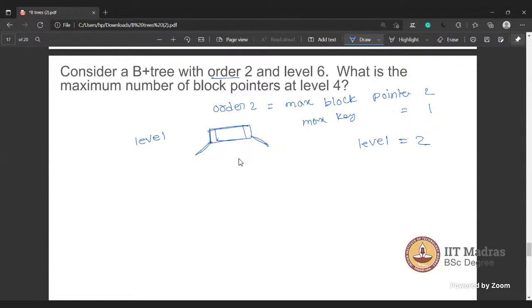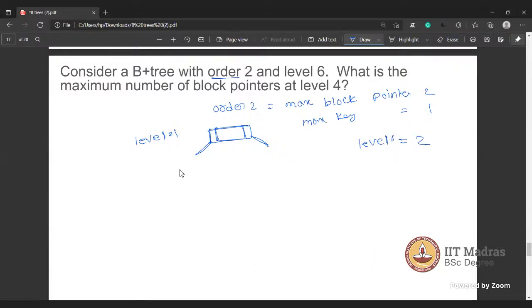Sir, that is level 0, no? The height and the level are different. So we consider this level 1. Okay, sir. So the maximum block pointer is 2, right? You got it?